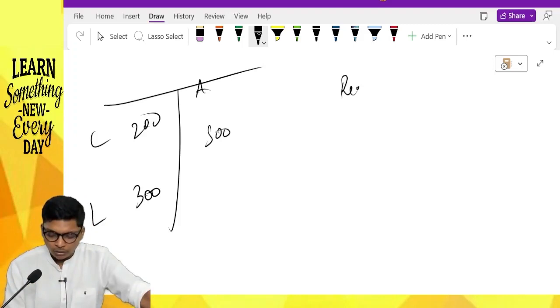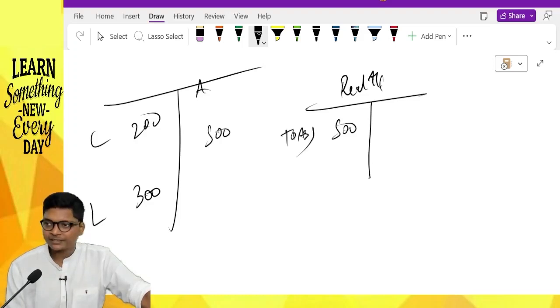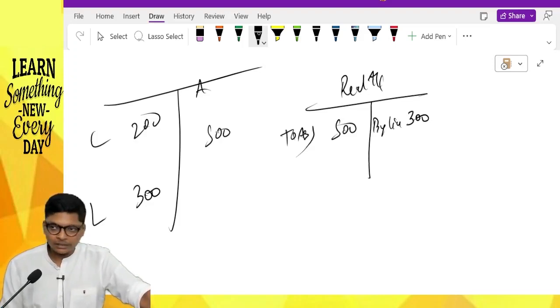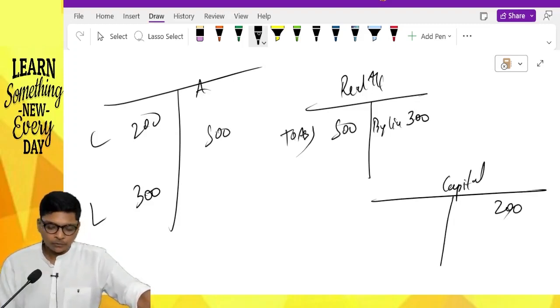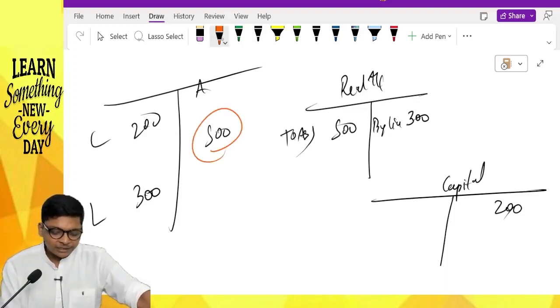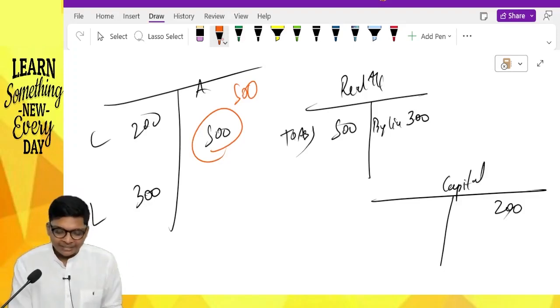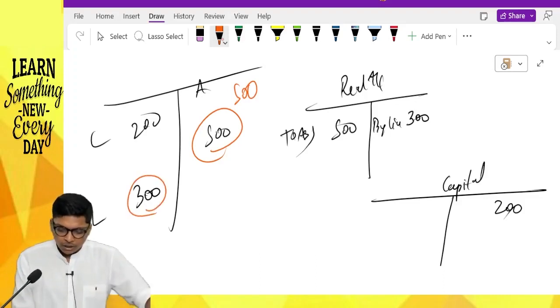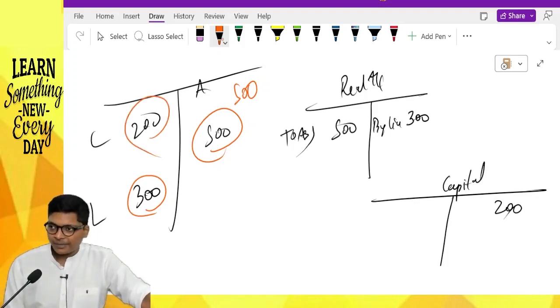I am transferring to realization account. How much comes on debit side? Assets, 500. Credit side, by liability, 300. Correct? Capital account, assume only one partner for simplicity purpose. Credit side 200. If I am doing normal settlement, assume everything is coming at book value. Look at the logic, guys. I'm selling at 500, paying liabilities of 300. So I have an extra cash of 200 which I settle to the partners, correct?